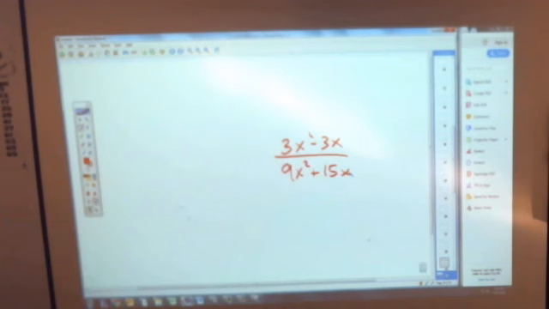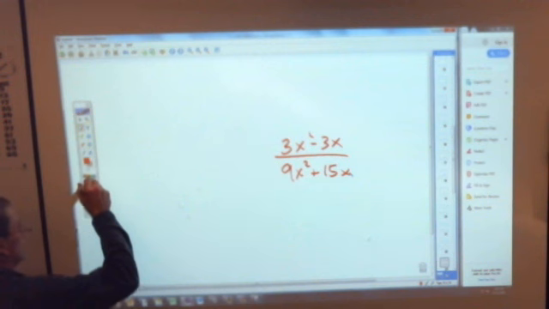Go next. 3 over 5? 0 over 5, which would be 0. I don't think that's right. Andrew, what'd you get? x minus 1 over x plus 5. You are so close, just a tidge away. x minus 1 over 3x plus 5. I think that's it.